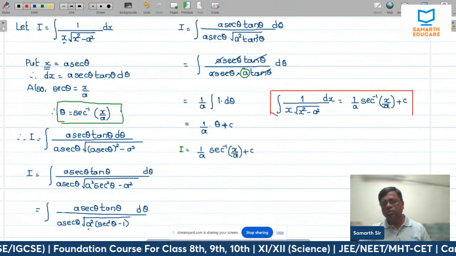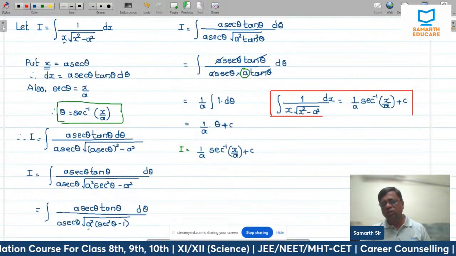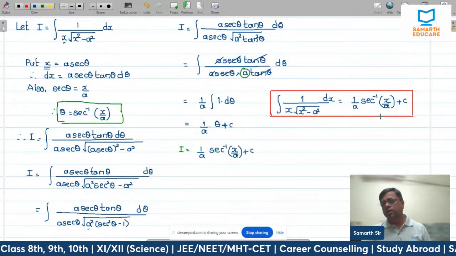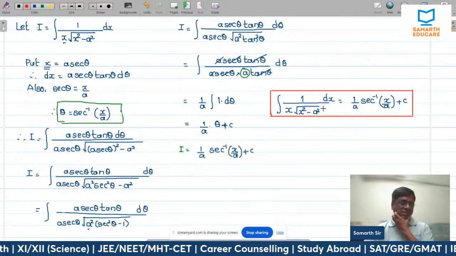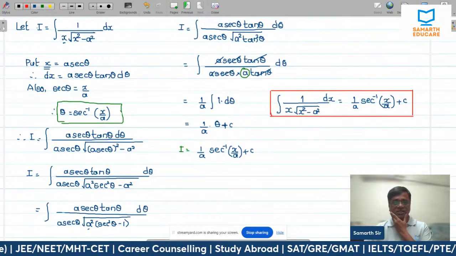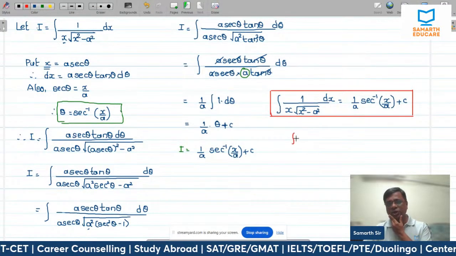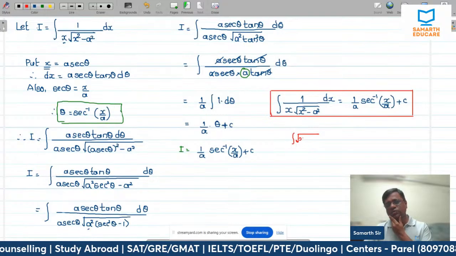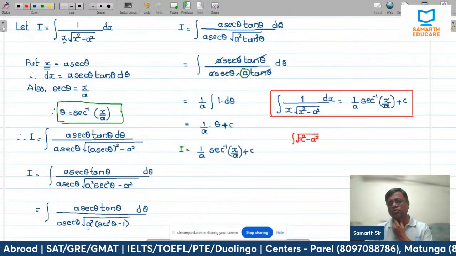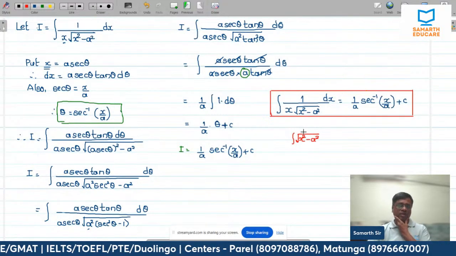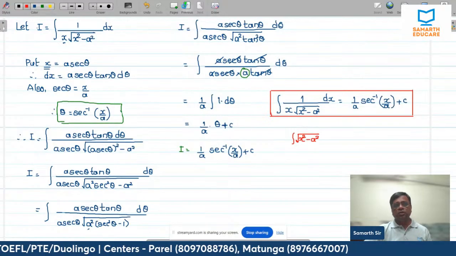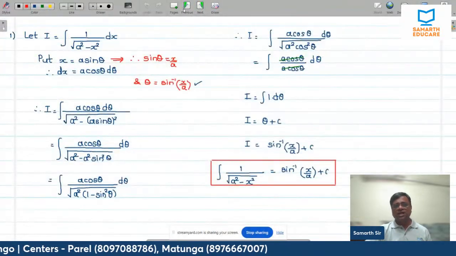वी आर गोइंग टू कम अप विथ और 3 स्टैंडर्ड फॉर्म होंगे इसी टाइप के, लाइक रूट ऑफ a square minus x square, directly root of a square minus x square. So it will be, the third part will be root of x square minus a square, root of x square plus a square, and root of a square minus x square.